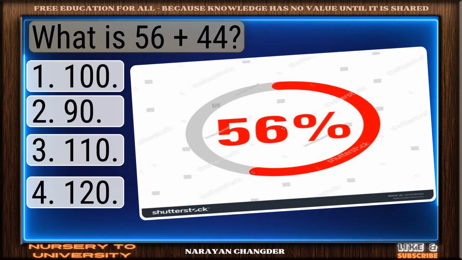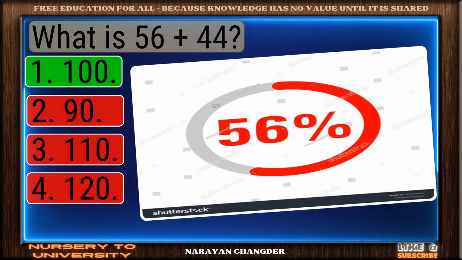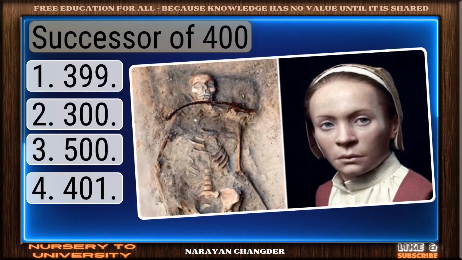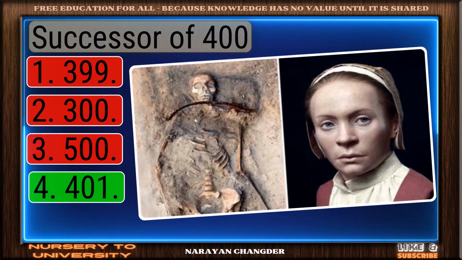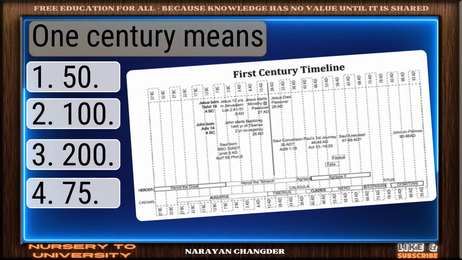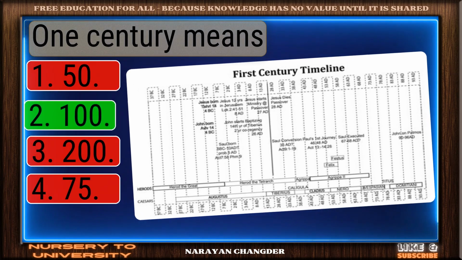What is 56 plus 4? Smart move. 100 is an accurate answer. Successor of 400. Solid response. 401 is a valid choice. 1 century means. Bravo. 100 is the answer.